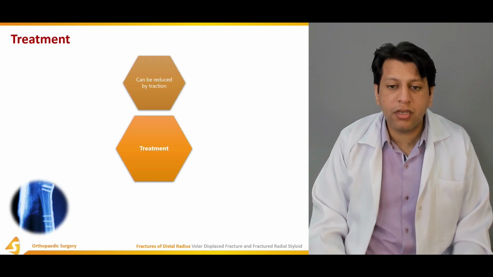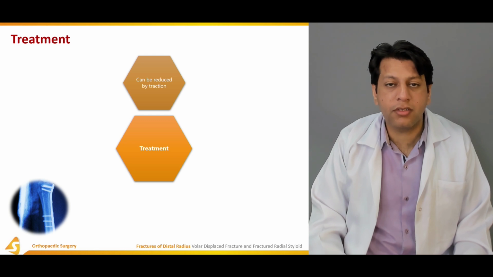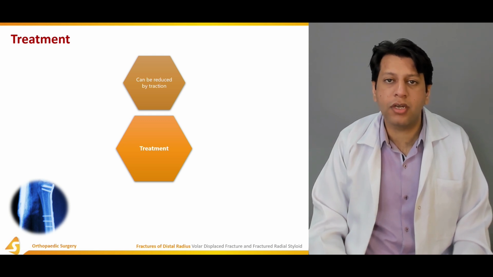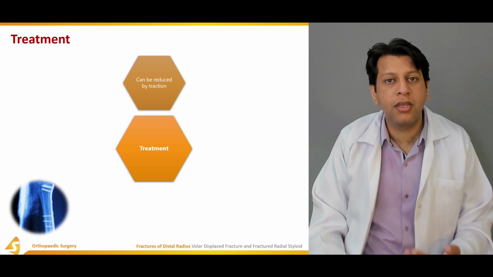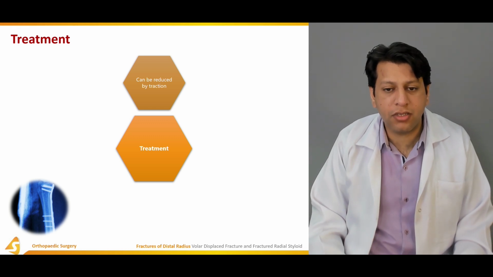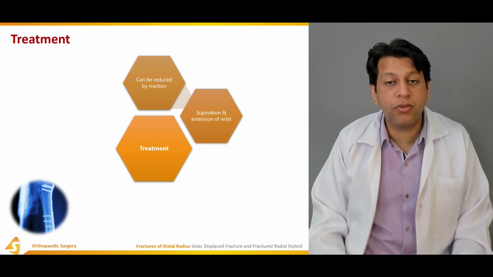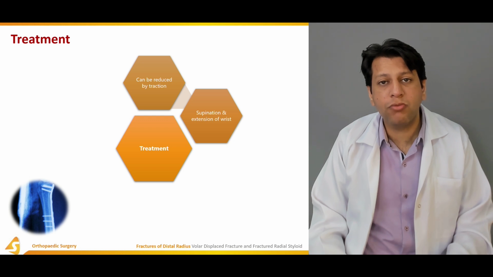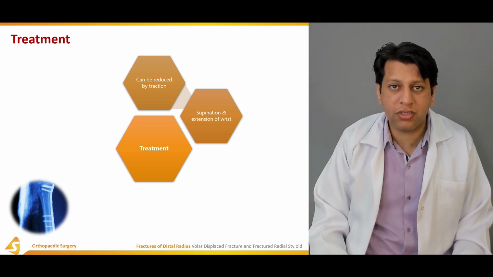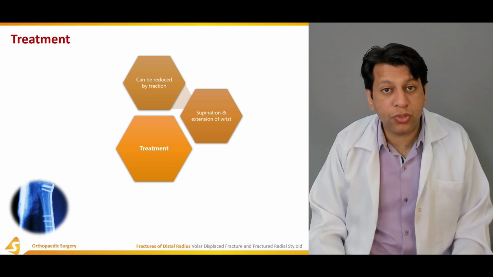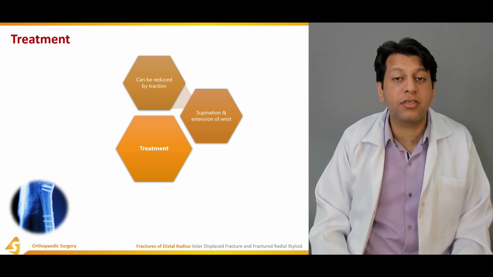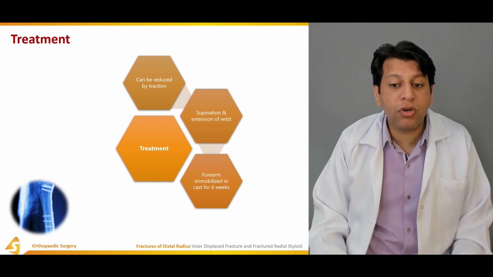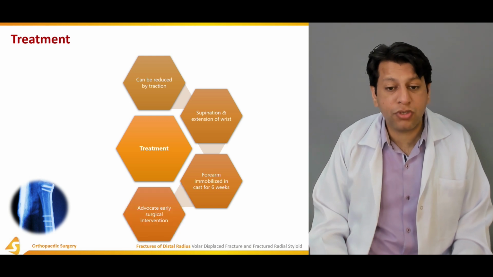So the treatment is usually by reduction. The first and foremost is closed reduction under either GA, or it could be under a Bier's or axillary block. The mechanism for the Colles was that the wrist was extended with the forearm pronated, but in this, supination and extension of the wrist is done. The forearm is immobilized with a cast for 6 weeks.